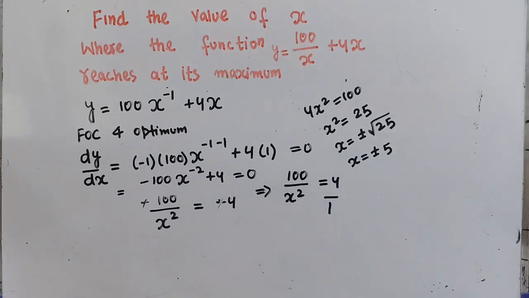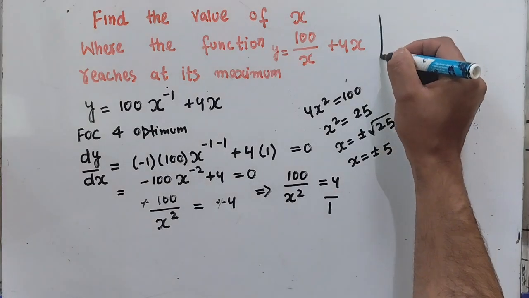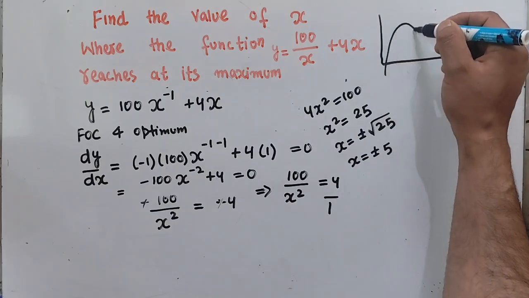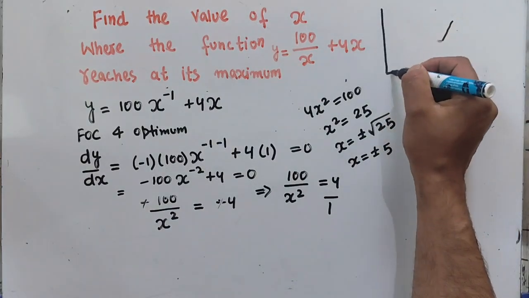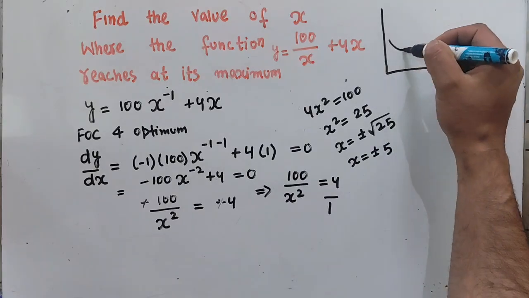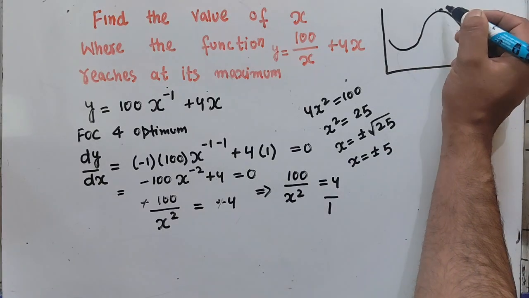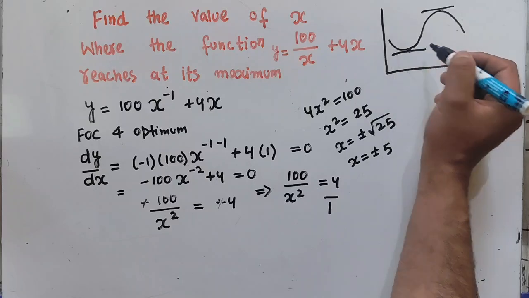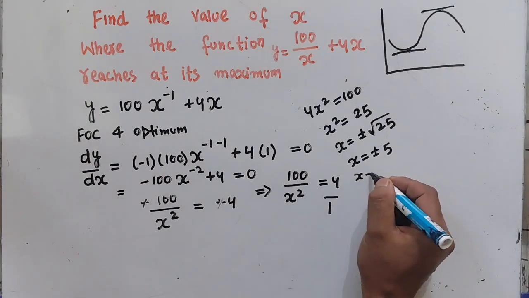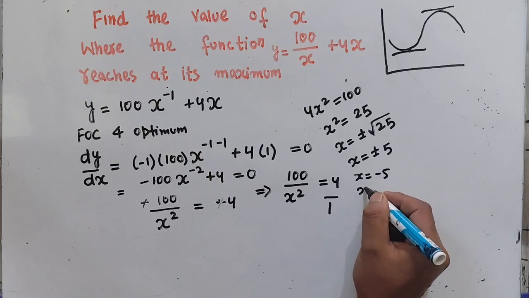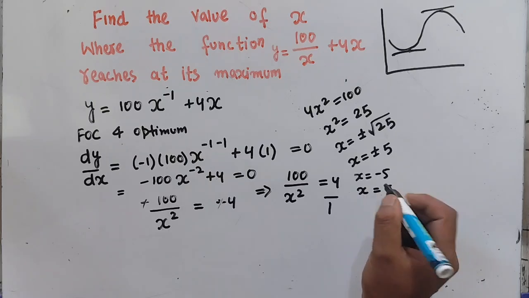That means we got two values for the function where its slope is equal to 0. It is to say like this: if we have this kind of function, let us suppose, let me try to draw it clearly. So let us suppose this is our function. So we got 2 points where the function has slope equal to 0. One is x is equal to -5, and another is when x is equal to +5.